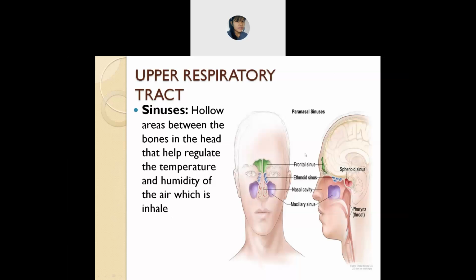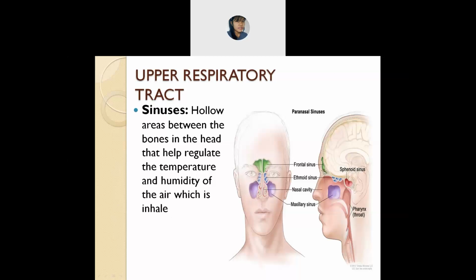So these are the sinuses that you will find in the upper respiratory tract. So what do they do? What is the function of the sinus? There is a hole in between the bones in the head, that is the sinus. So what happens here when the air enters inside this, that is, from the outside world? As the air enters inside the hole, what will happen?